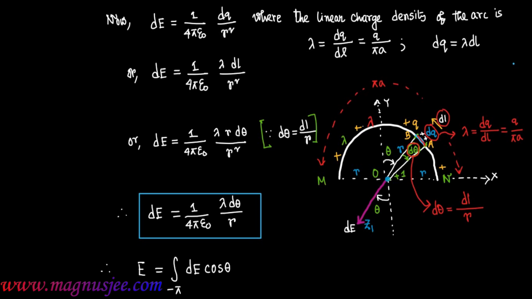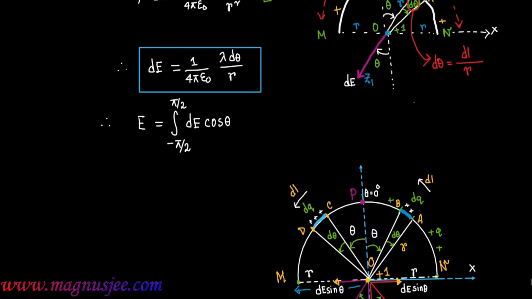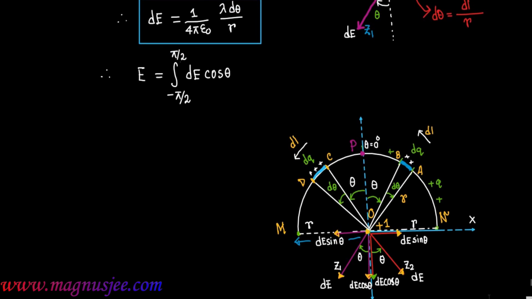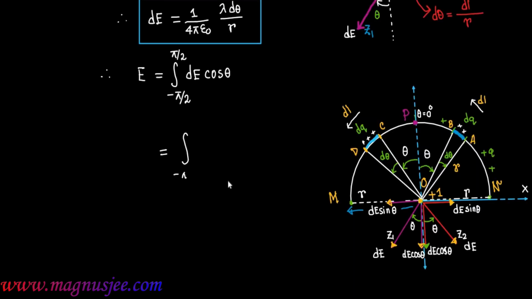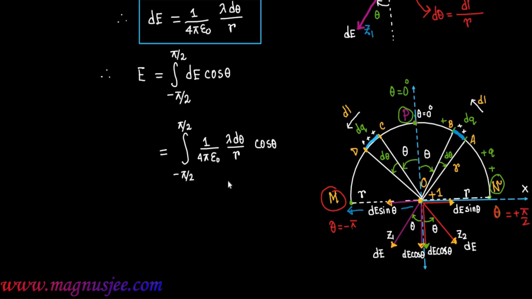Therefore, E was the integration from minus π/2 to plus π/2 of dE cosθ, equal to the integration from minus π/2 to plus π/2 of 1/(4πε0) λ dθ/r into cosθ. At the point P, θ equals 0 degrees. At the point N, θ equals plus π/2, and at the point M, θ equals minus π/2.